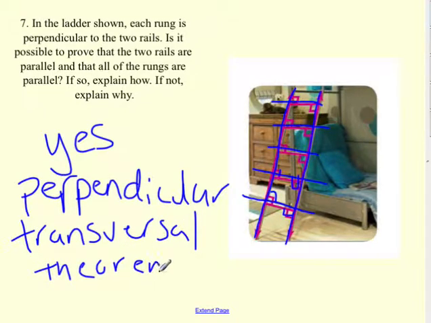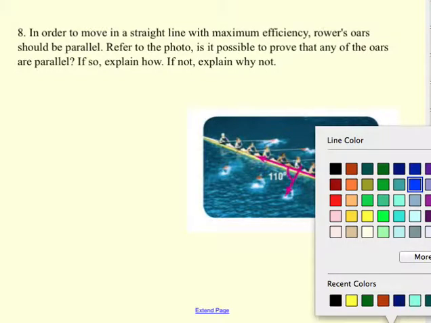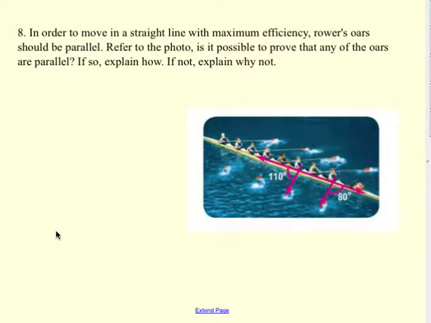Okay, so that's using all those theorems. When you're going through your homework, I really suggest you have that note sheet out so you can flip through these as you're going through. Next, let's take a look at that last problem. In order to move straight with maximum efficiency, rowers' oars must be parallel. Wow, that is hard to say. Refer to this photo. Is it possible to prove that any of the oars are parallel? If not, why not? Here's what I know.